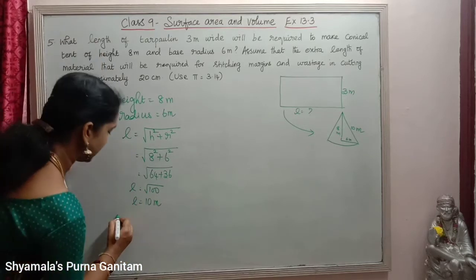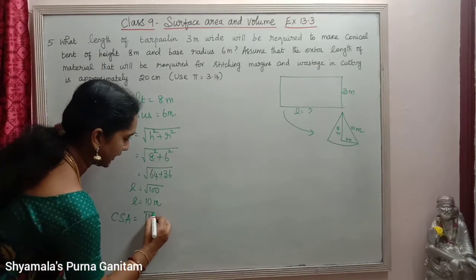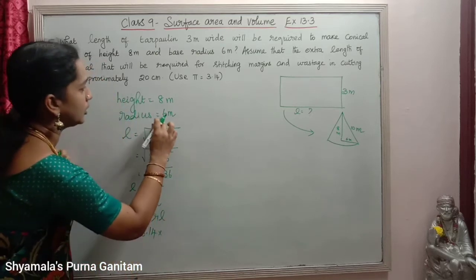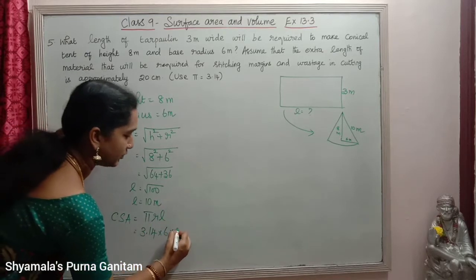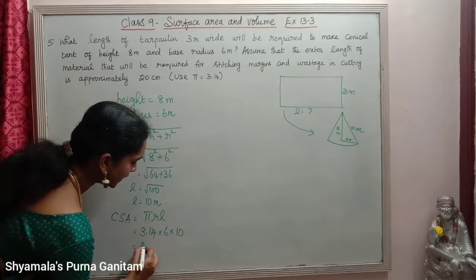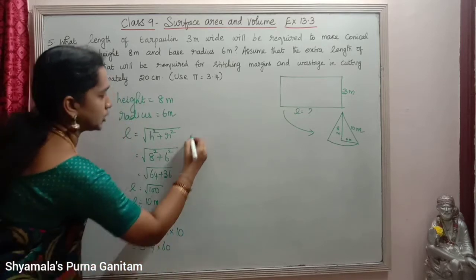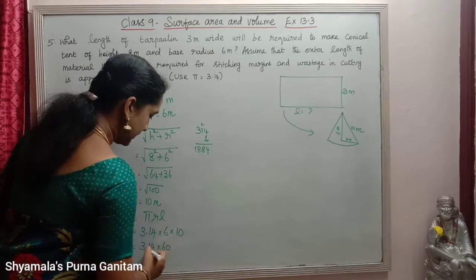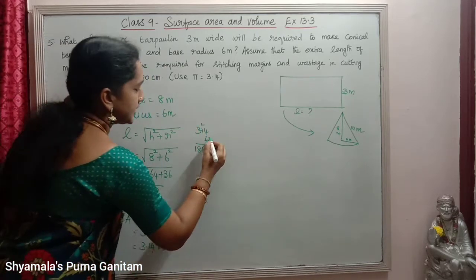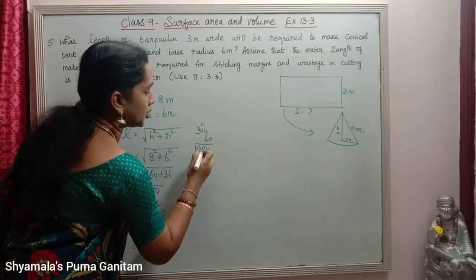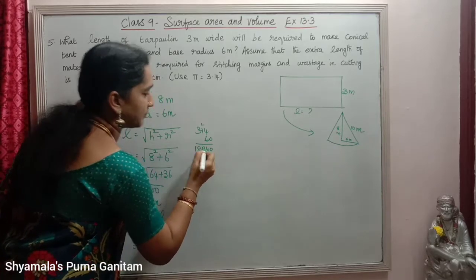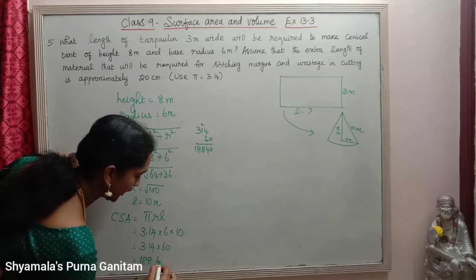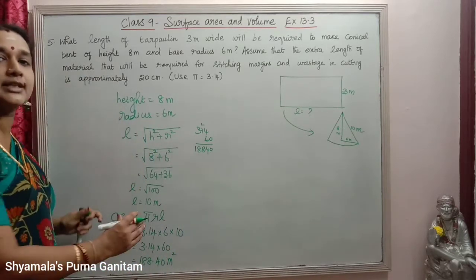So now we will find the curved surface area. CSA is equal to pi r L. Here we are asked to take the pi value as 3.14. So 3.14 into radius 6 meter into slant height 10 meter. That is 3.14 into 60, so 314 into 6 is 1884. With 2 decimal places, we get 188.40 meter square. So this is the curved surface area.